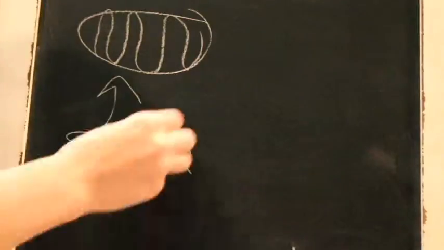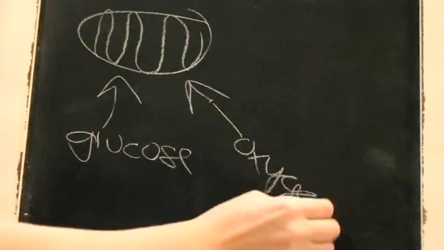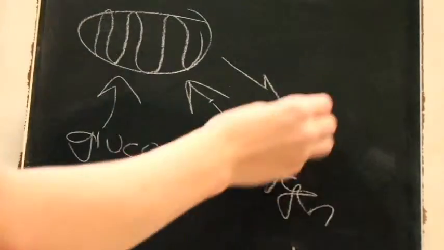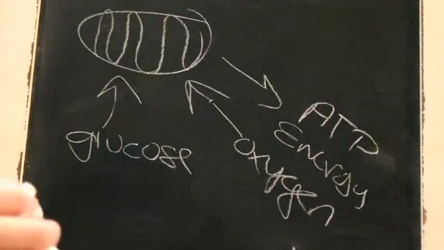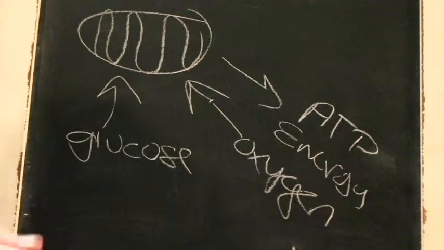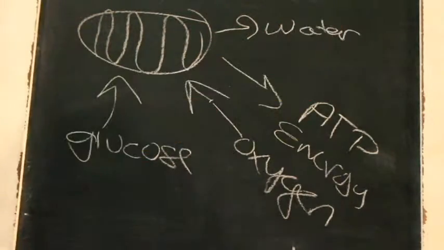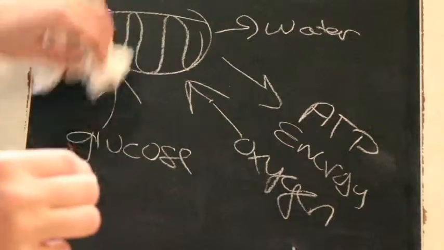The mitochondria are the powerhouse of the cell. It takes in the glucose made from photosynthesis as well as oxygen to make ATP energy. This produces water as well and occurs in animals as well as plants. The animals just get their glucose by eating other organisms.